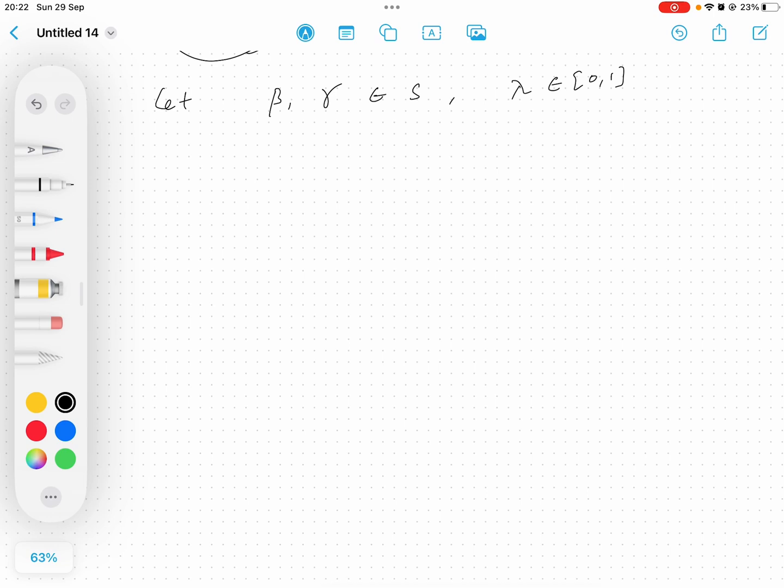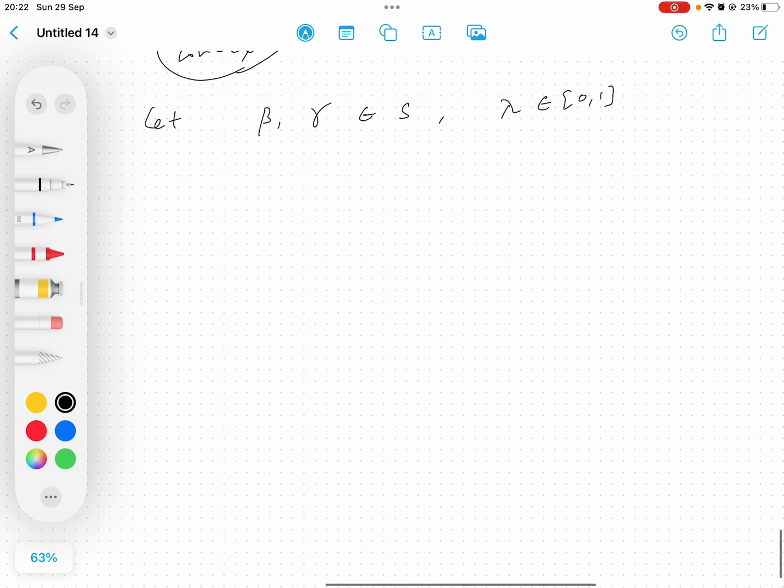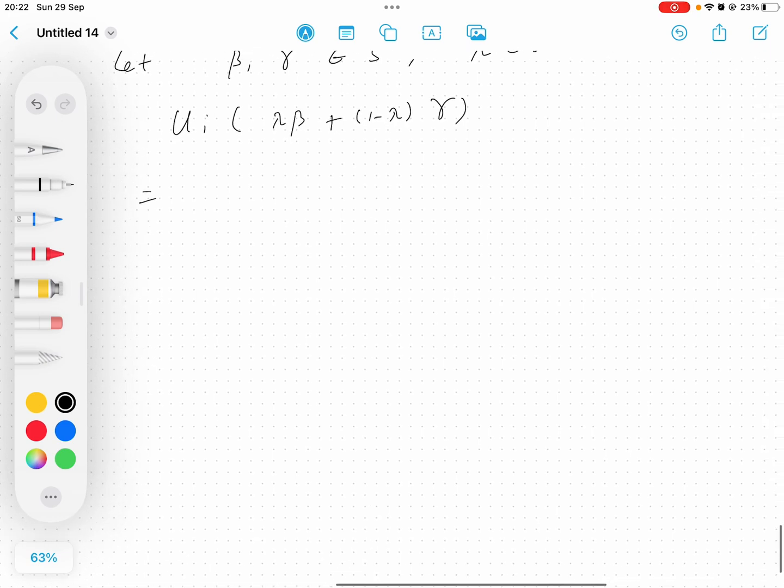Just show the convexity again, right? So the utility U_i of a convex combination, lambda beta plus 1 minus lambda gamma. To expand that, we just substitute all those things into the utility function that we just defined, with the summation first, then the product of all those probabilities, times the corresponding utility part for player i in each case.